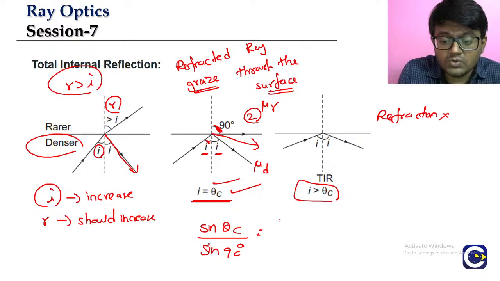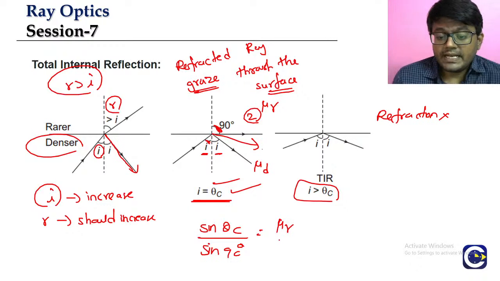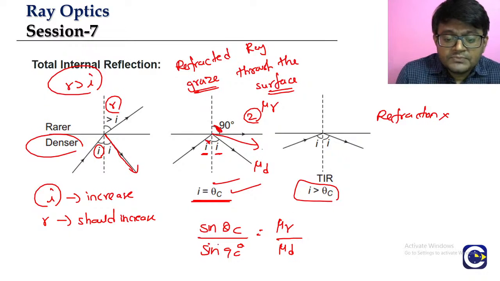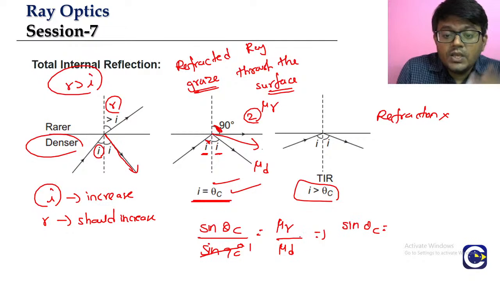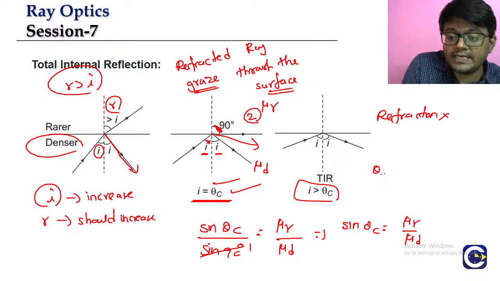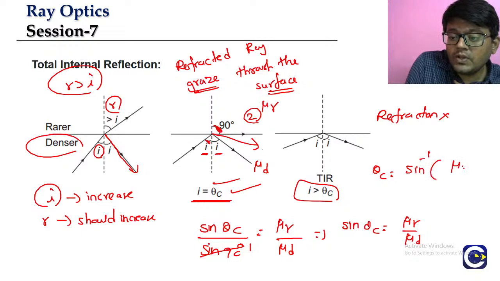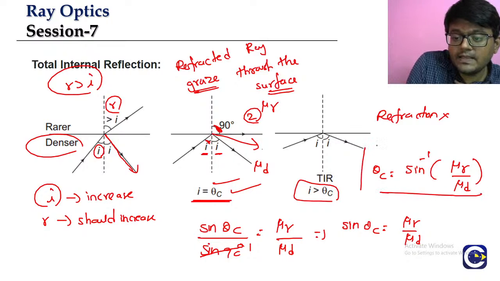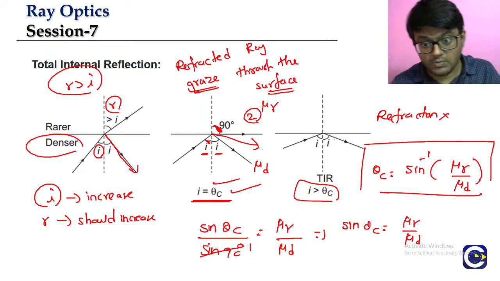It will be equal to mu rarer by mu denser. Correct. So here sin 90 is what? 1, which means sin theta critical is equal to what? Mu rarer by mu denser. So from here we can find theta critical. What is it? Sin inverse of mu rarer by mu denser. So this is the critical angle formula.